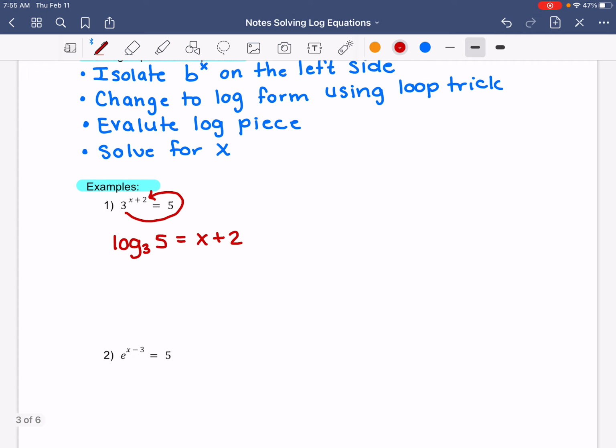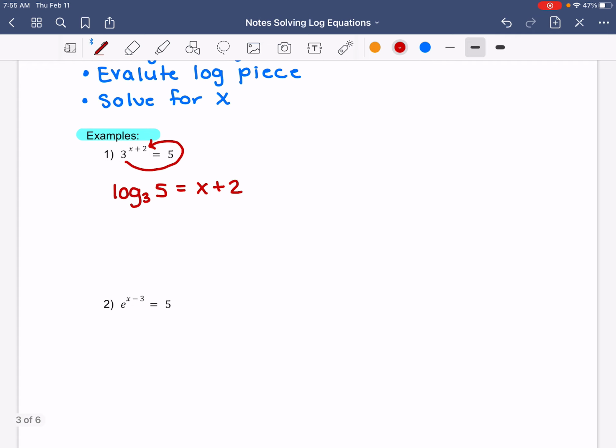All right, well, I try to see if I can evaluate this log piece using mental math, but I don't know 3 to what power is 5. That's the question you ask yourself, 3 to what power is 5. We don't know that one, so we're going to have to use our calculator. There's no log base 3 button on a normal calculator, so we do the change of base formula. It'd be log over log. The base goes in the bottom, that's 3. It's now a normal size, and the 5 goes on top. So equals x plus 2.